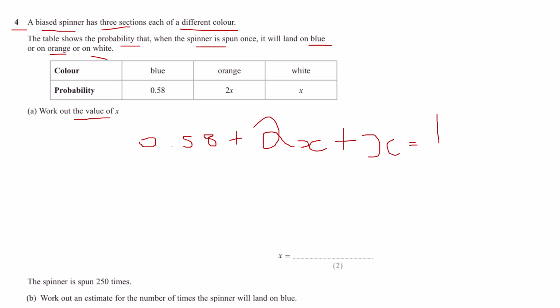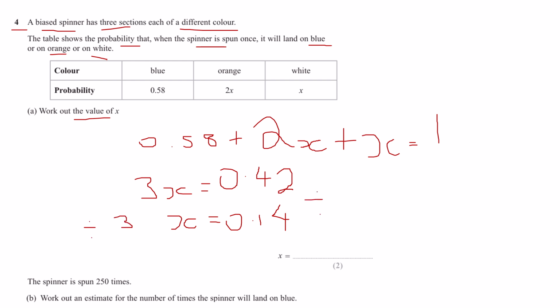So let's collect the like terms here and subtract 0.58. I get 3x is equal to 0.42, because 1 minus 0.58 gets you 0.42. Again, check that here if you're unsure. And then divide by 3, we get x equals 0.42 divided by 3, which is 0.14, because 42 divided by 3 is 14.